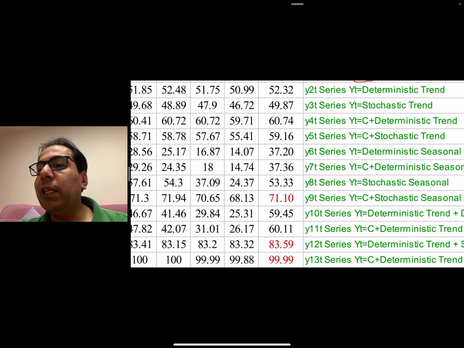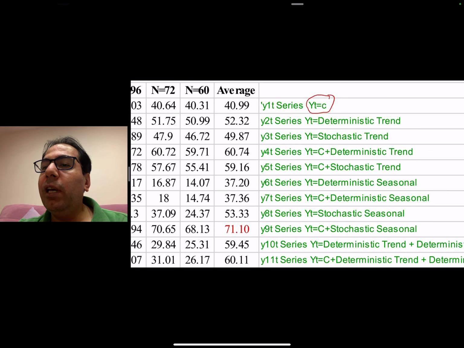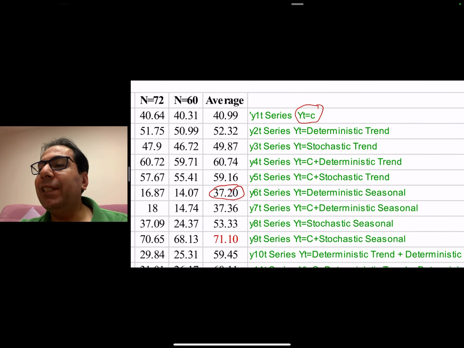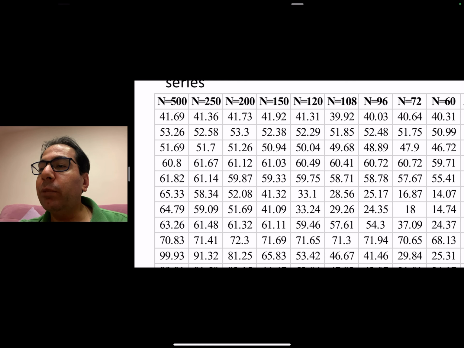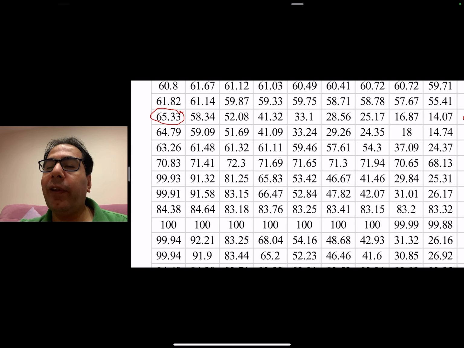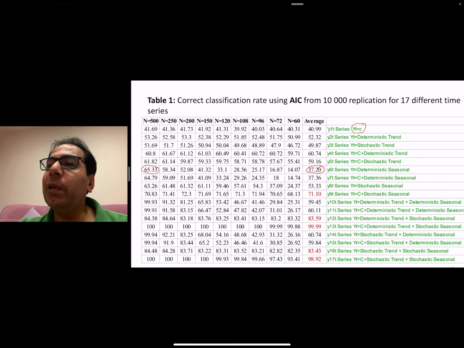And the others are the least successful, maybe 37.20. So this is model number 6. If you have a model with deterministic seasonality, Akaike is unlikely to catch the actual model. But this is increasing when the sample size is increasing; the success is very high using the Akaike information criterion.